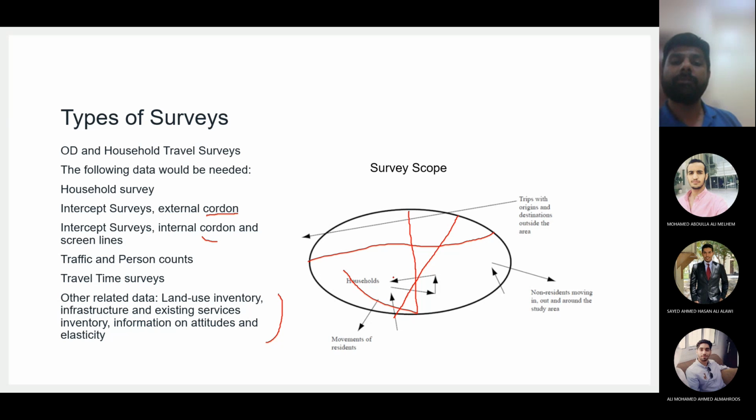So all this information should be collected in a survey. In a transportation survey, all this information should be collected because all these people are part of the travel demand of your area. So all of them should be considered. And this is why I said that the study area may be larger than the project area.